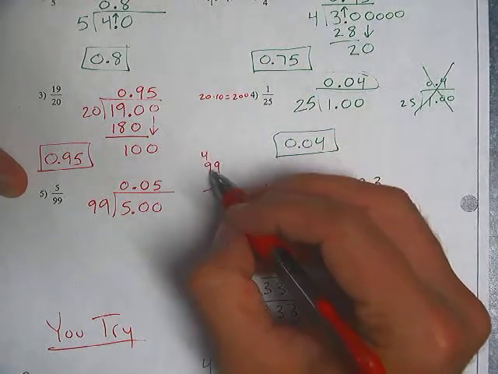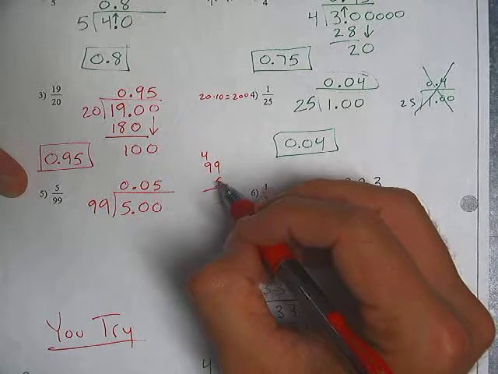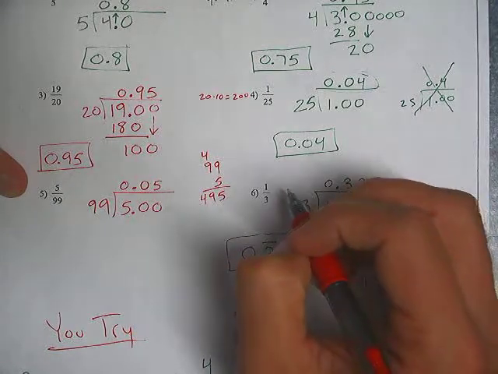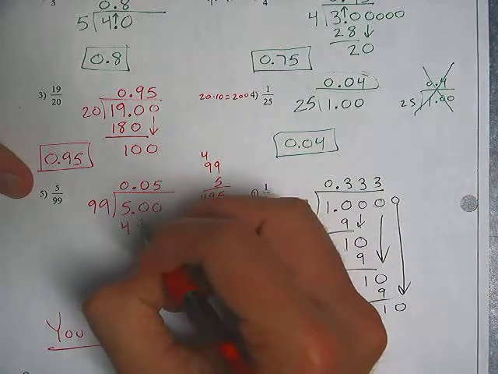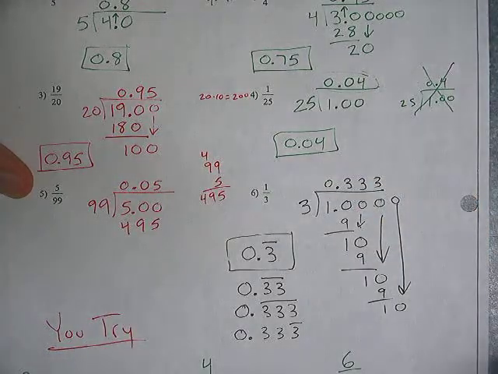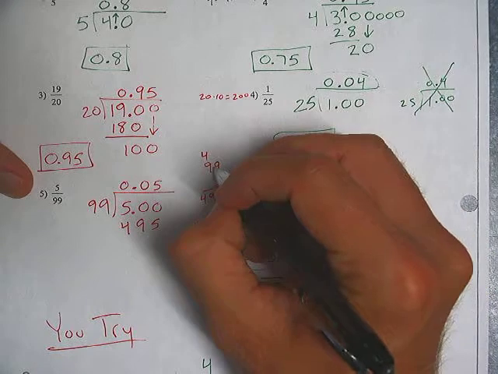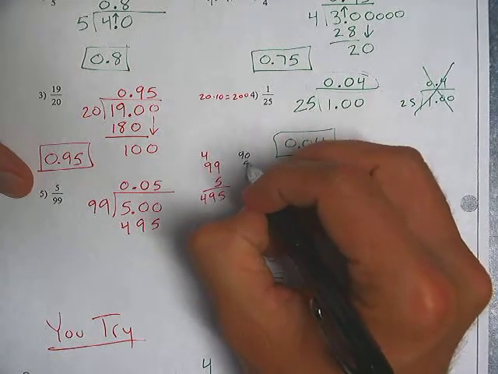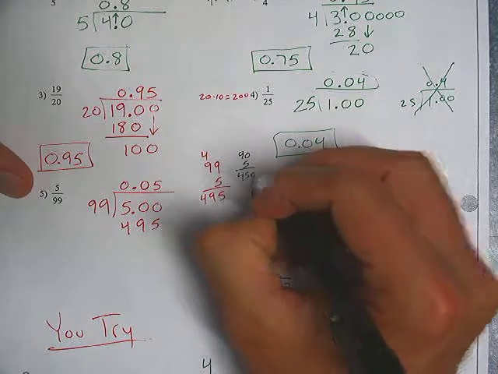Now, how do I do 5 times 99? A couple different ways. So I could just write it out and do it the old-fashioned way. 99 times 5: 9 times 5 is 45. Add the 4 to the 45 and you get 495. The answer is 495.